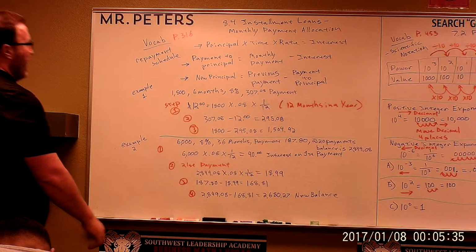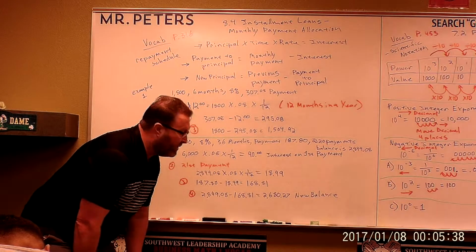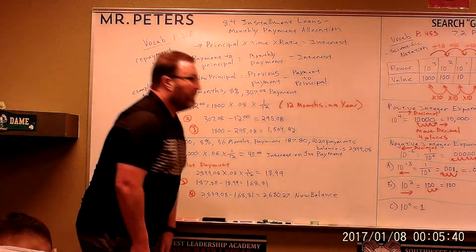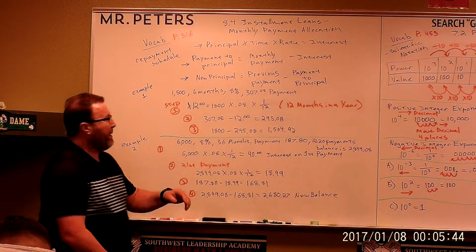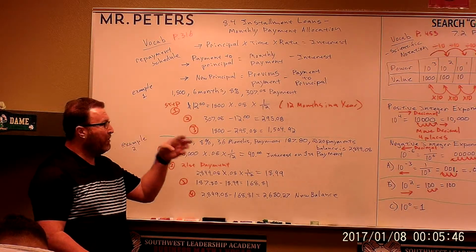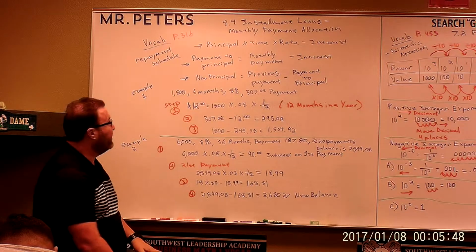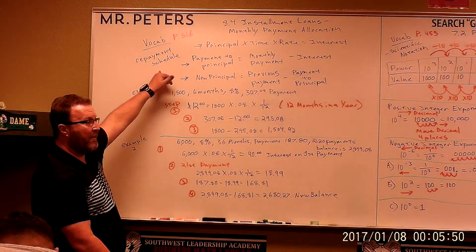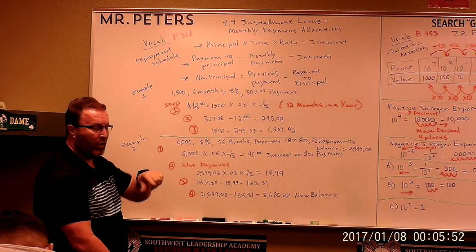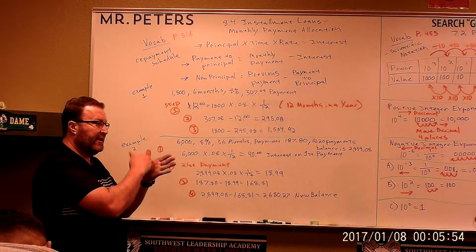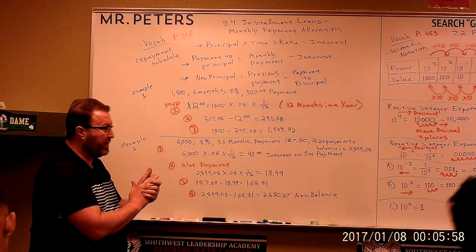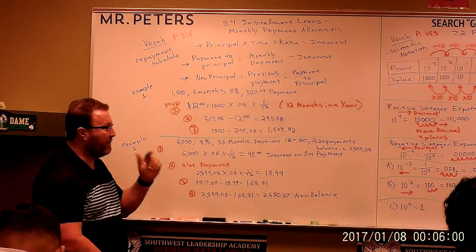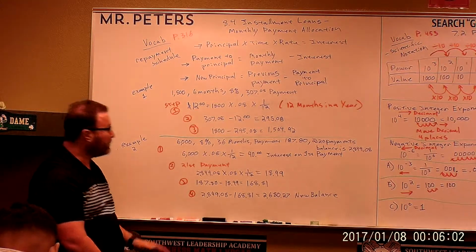Okay, so what we're covering now is installment loans, and we're figuring out monthly payment allocation. Basically, that is how much goes to principal and how much goes to interest. If you go through your handout, you're going to see several payments in the repayment schedule. It's going to break down the principal and the interest, and the balance slowly goes down.